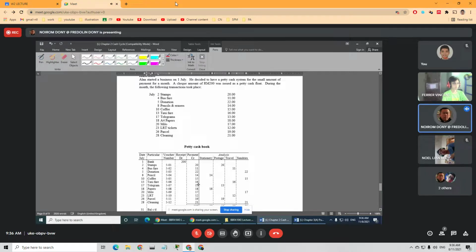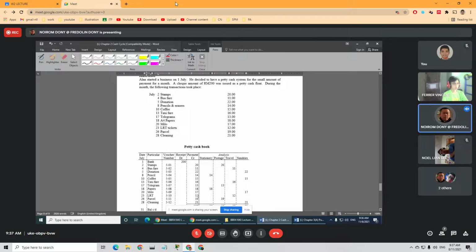Telegram means we are sending the message through the telegram, but normally now we seldom use it. But last time we have this, and it was quite expensive to make payment. So this is under postage. Paper, record in the payment column, then put into the related group, which is stationery. And Milo, 17, record in the payment side, not related with stationery, postage, travel, then put into the sundry.